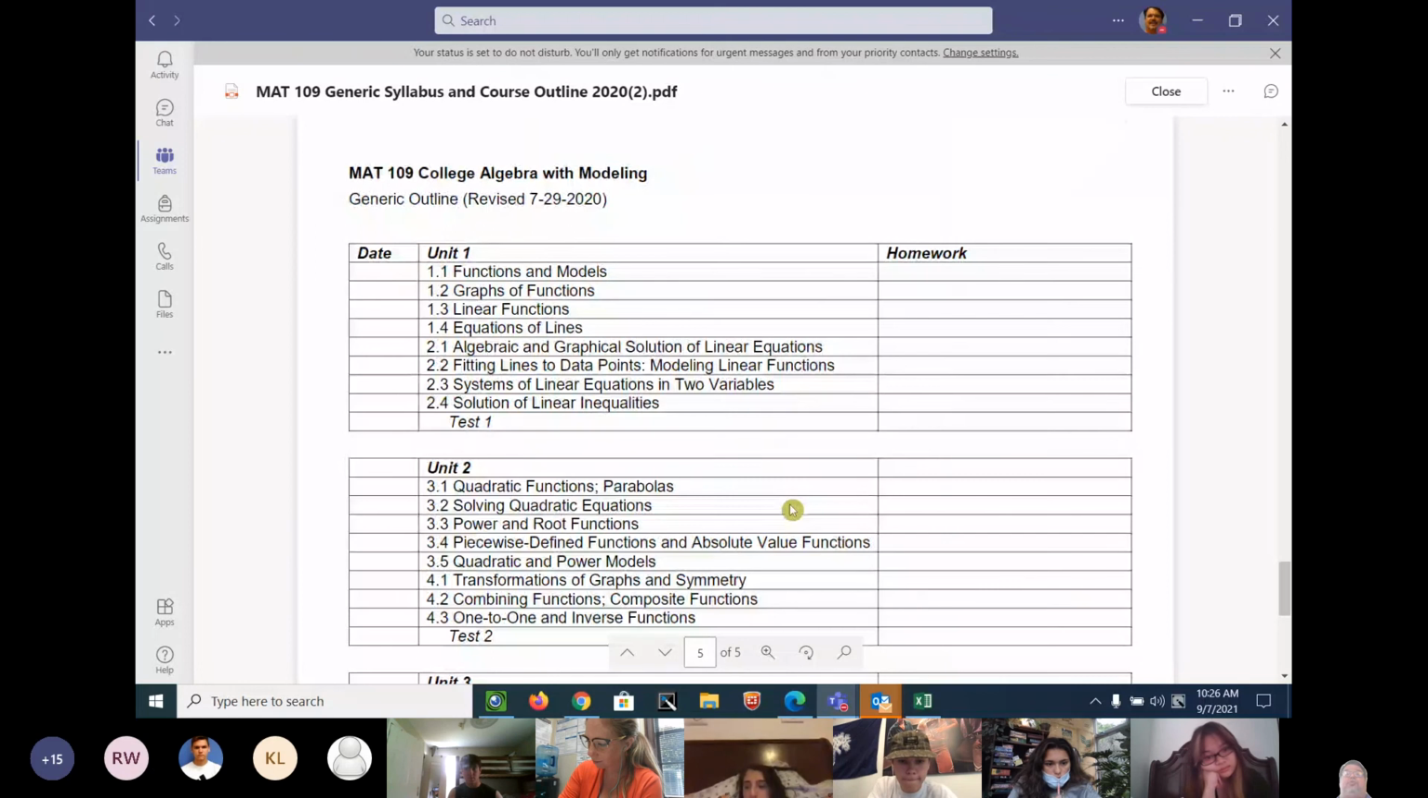When is the first unit test? After 2.4. So when we get to 2.4, you're going to hear me start talking about a test. And when we go over the test in class, I will put the dates on it. It's a miracle.